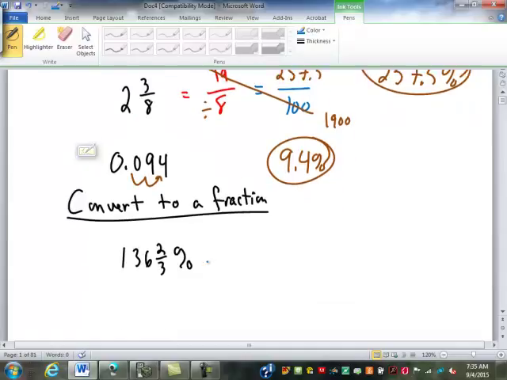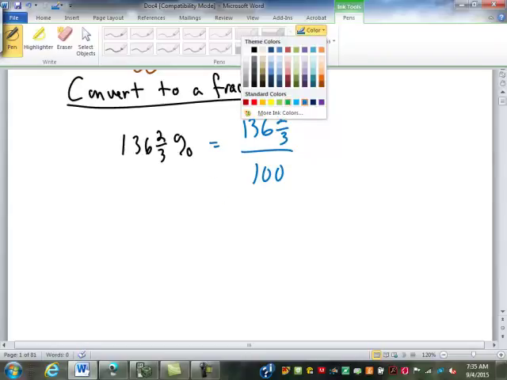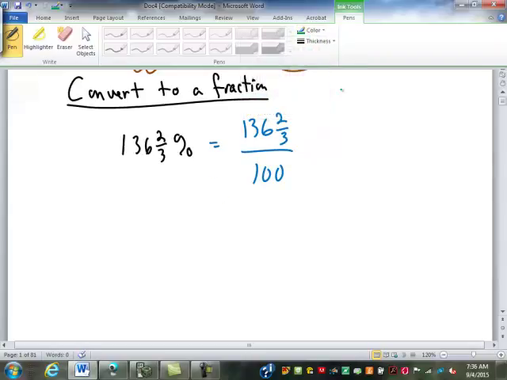Down here then, convert to a fraction. To convert a percent to a fraction, we always just put the number over 100. So it's 136 2/3 over 100. Now from there, we have a couple of things. First thing I would do is I would notice that it is improper. We have the larger numerator, so I'm going to take 100 out of it and have 36 2/3 over 100 left. Now to get rid of the 2/3 in there, I am going to multiply by 3.